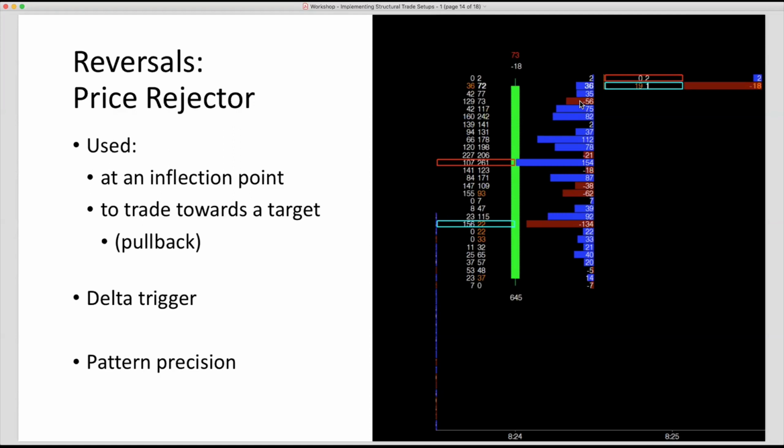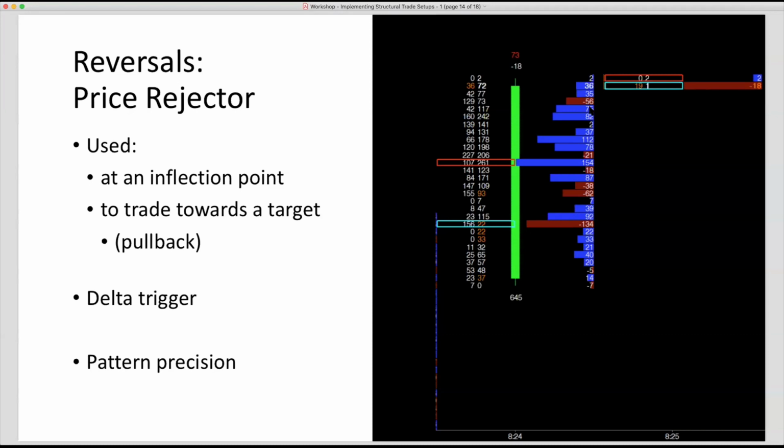So I like to be pretty strict on this pattern. I want to see strict exhaustion. I want to see aggression the other way. I want to see consistent absorption. Although sometimes on longer term candles, I will go for aggregate absorption through that. So it's a neat pattern, but there are degrees of discretion to applying it.